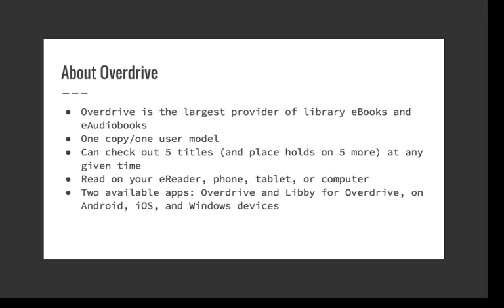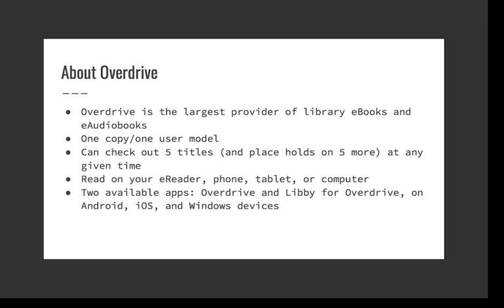You're able to check out currently 5 titles at a time and place holds on 5 more. And I should point out that this is 5 at a time. It's not 5 per month or 5 per year, 5 per week. It's just 5 at a time. So if you checked out your max and returned 1 or 2, then you would have 1 or 2 spaces left to borrow more. So pretty handy.